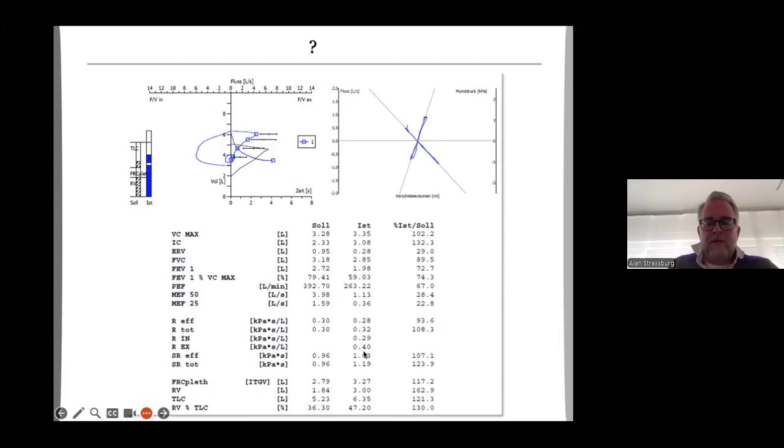Even though the residual volume is elevated, the vital capacity is still normal. Usually you see in those patients a reduced vital capacity, at least during exercise, if you perform the lung function test after exercise, for example.